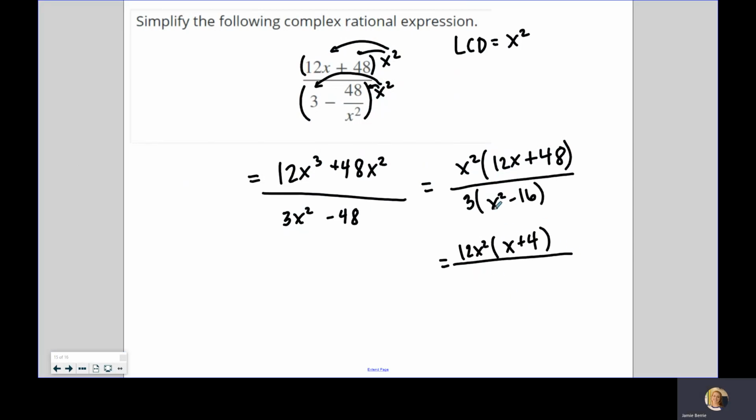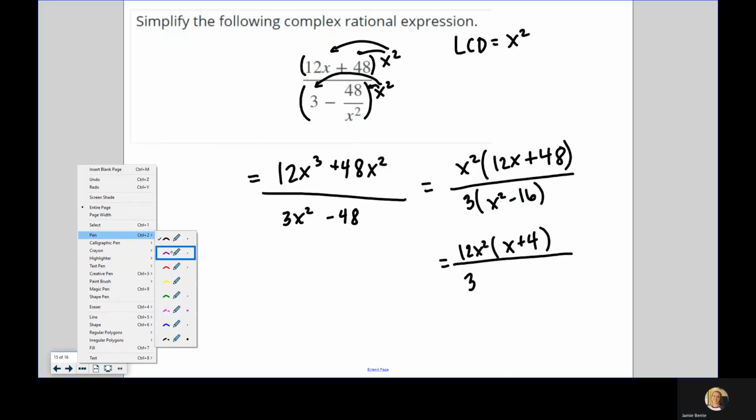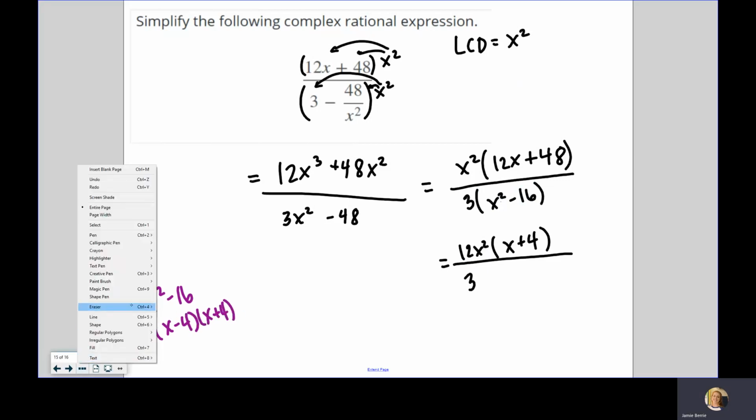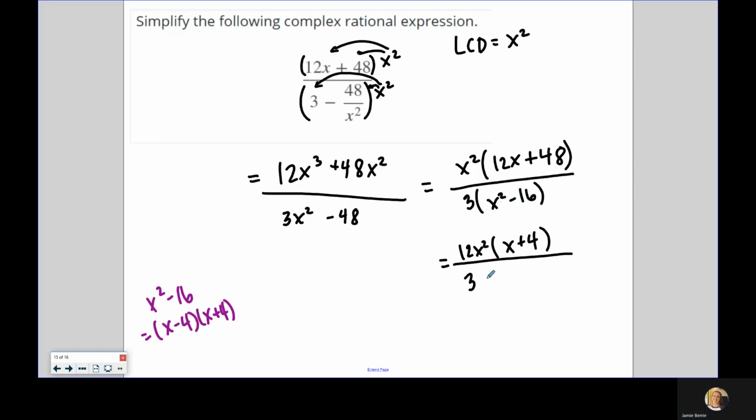Then down here in the bottom, that 3 is just going to stick around. You just drop it on down. But this is a difference of squares. So x squared minus 16 can be factored into x minus 4 times x plus 4. Let's write that down. Now go ahead and cancel any common factors. The x plus 4 cancels with the x plus 4.